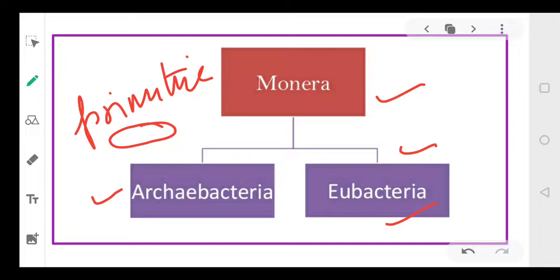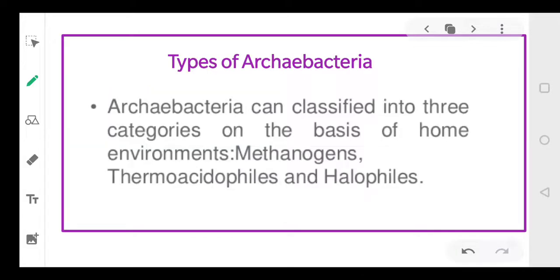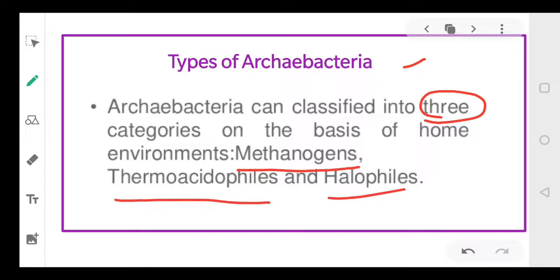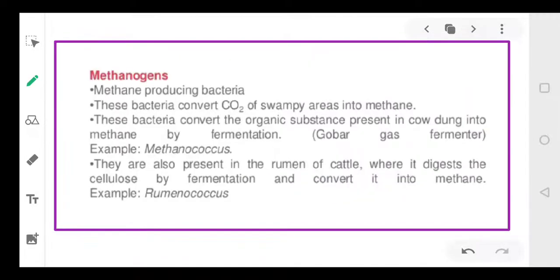So we'll talk about the Archaebacteria first. Archaebacteria are further classified. There are 3 categories of Archaebacteria. One is methanogens, second is thermoacidophiles, and third is halophiles. Okay, dear students? So 3 categories.